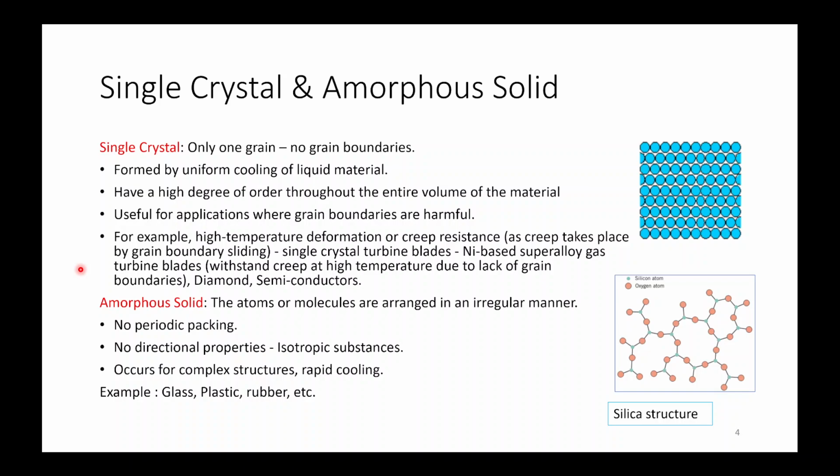Amorphous solids are those in which the atoms or molecules are arranged in an irregular manner. These don't have any periodic packing, and there are no directional properties, so they show isotropic properties. These occur for complex structures and when there is rapid cooling in the case of metallic structures. Some examples are glass, plastic, rubber, etc. This is your polycrystalline, this is your single crystal, and this is your amorphous type of structure for silica.